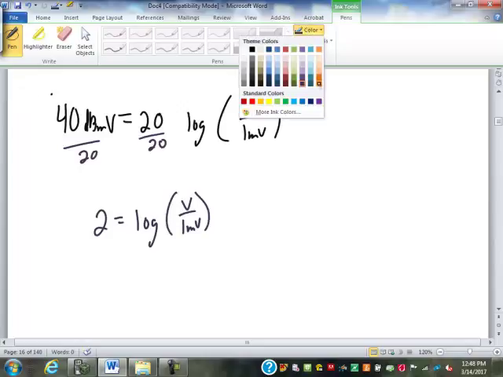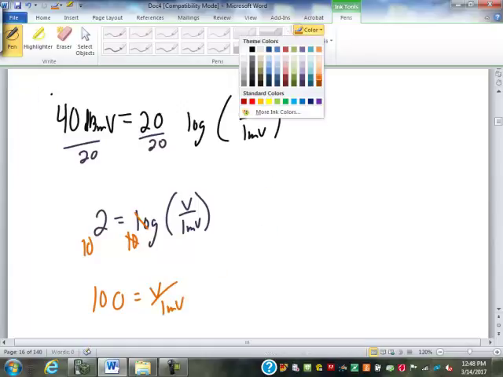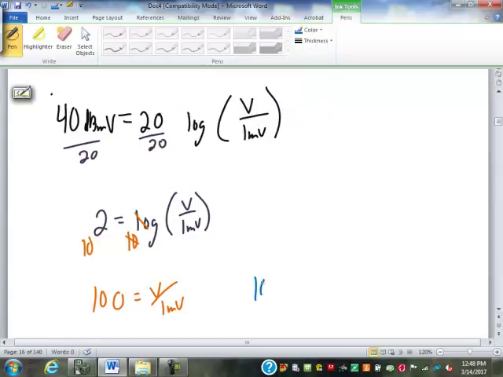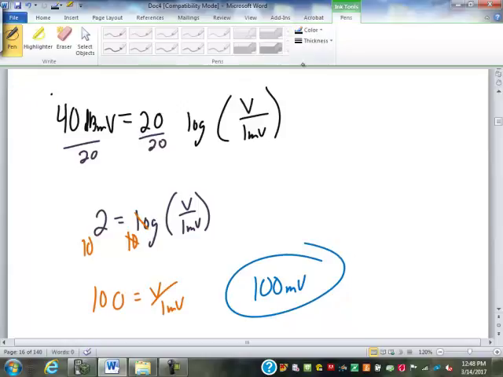Do 10 to the power of, to cancel out the log. 10 to the power of 2 is 100, equals V over 1 millivolt. So multiply by 1 millivolt. 100 times a millivolt is just 100 millivolts. So the voltage is 100 millivolts. Or you could just say that means the voltage has to be in millivolts, since it's over 1 millivolt. Any questions on that one?